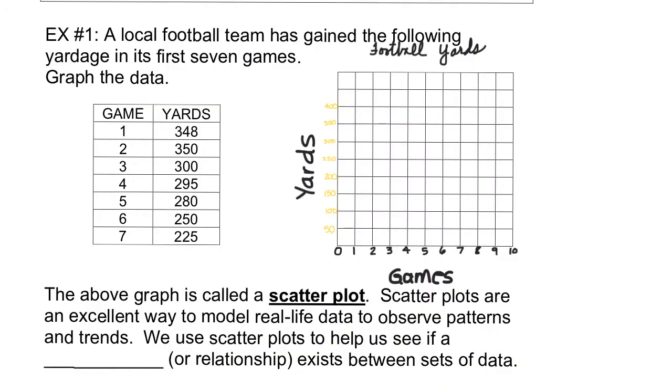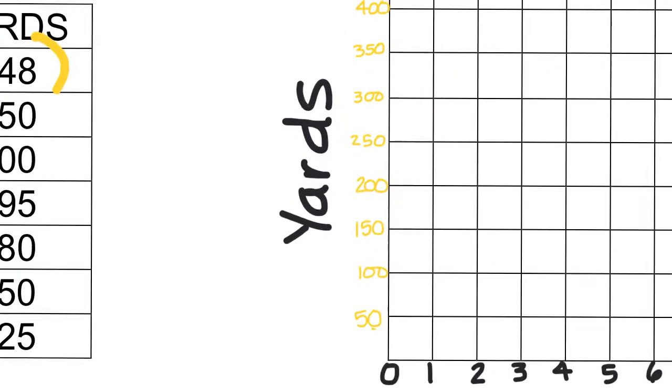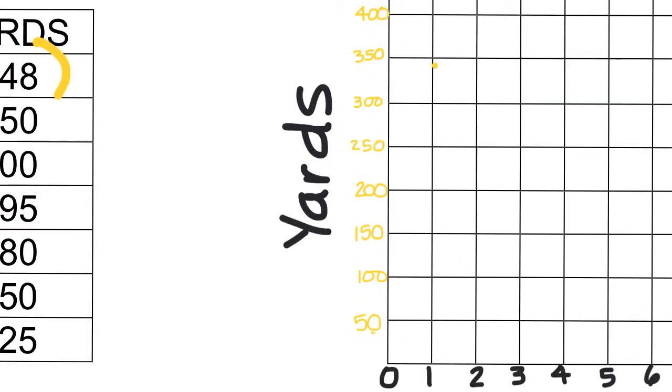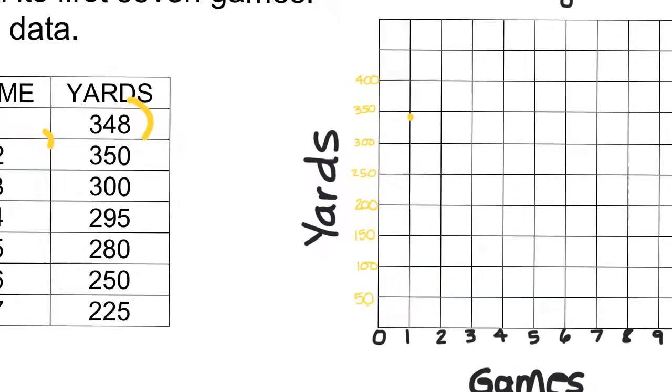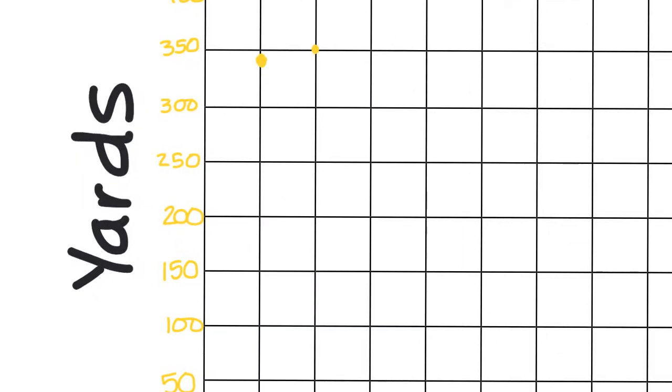Now that we have our graph set up, we're going to plot each point. So this is the point 1, 348. This is not perfect, but place your point as close as you can to where it should be. Our next point is 2, 350. So that is on an intersection of those lines, so please make sure it's in that intersection. Then 3, 300. That would be on an intersection as well.